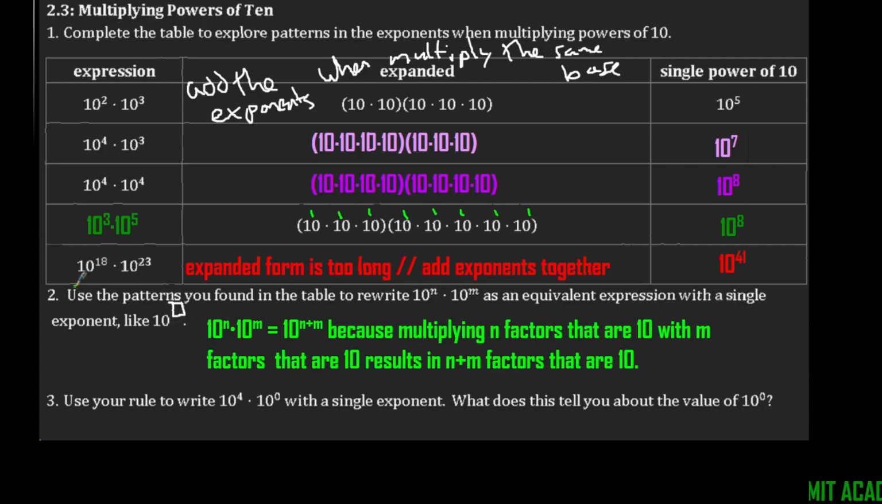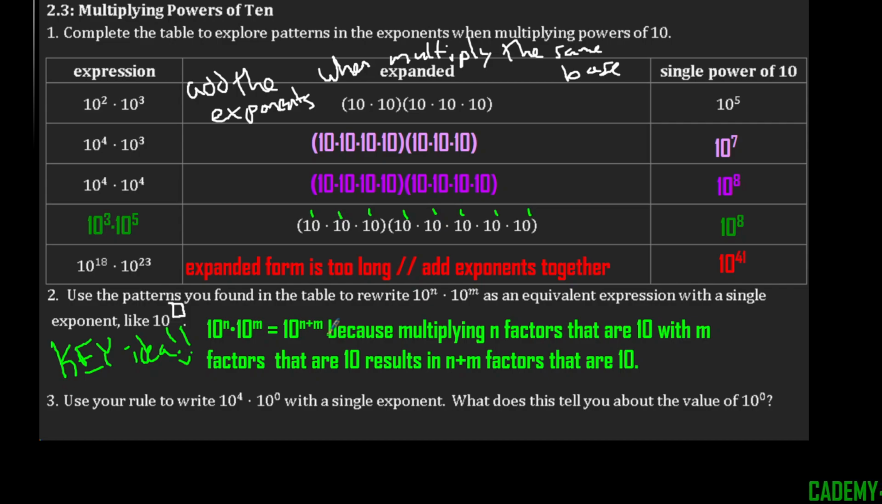The key idea for today's lesson is this. When we have those exponents with the same base, we can add them together. So make sure you're adding those exponents together. So we do n plus m in the exponent of 10, because multiplying n factors that are 10 with m factors that are 10 results in n plus m factors that are 10.